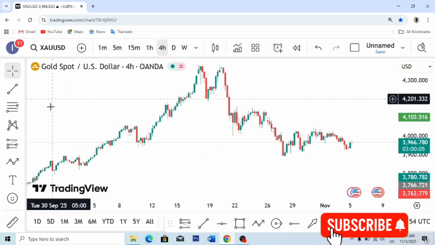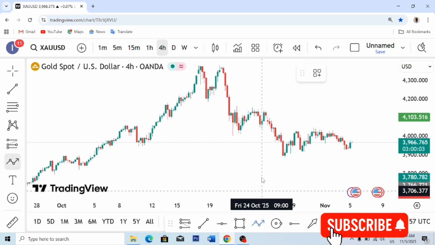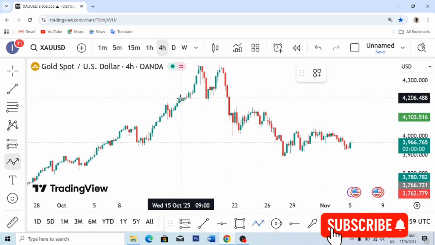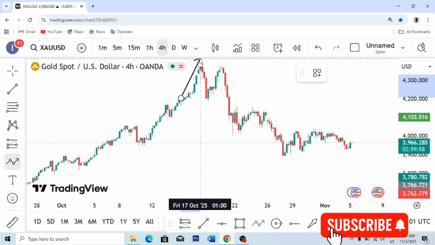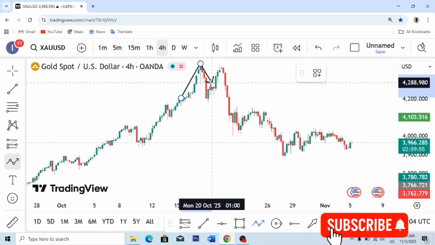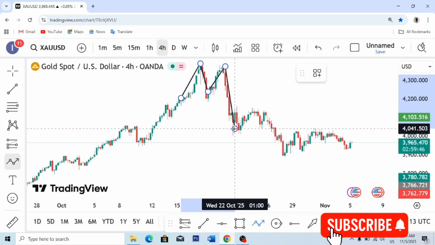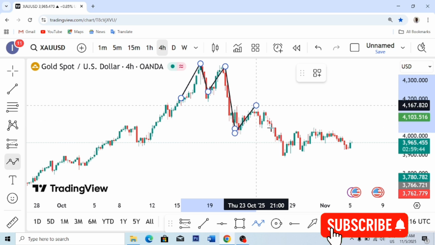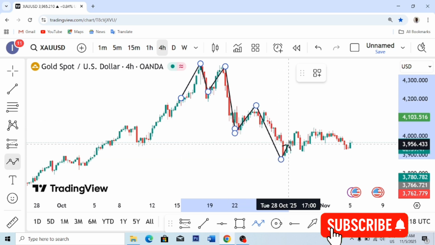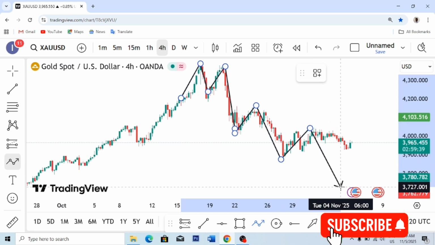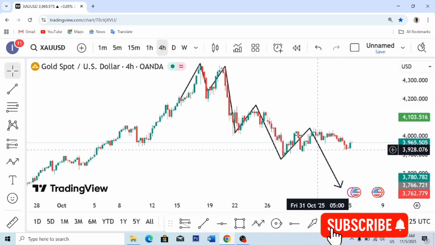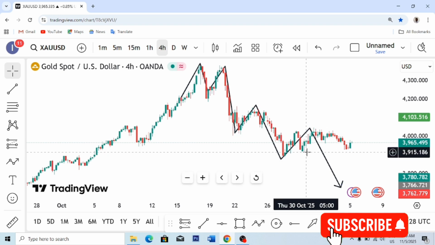You see the market corrected itself right here, giving us a kind of double top, right? We have a double top right here, double top here like this. This is a correction pattern, and you see that the market created a kind of lower low right here, and then lower high, lower low, and lower high, and a potential low that is creating, right? So even the 4-hour time frame is telling me that the market is clearly bearish.